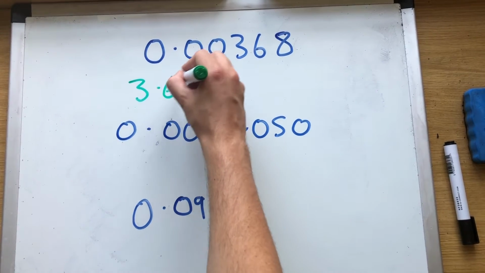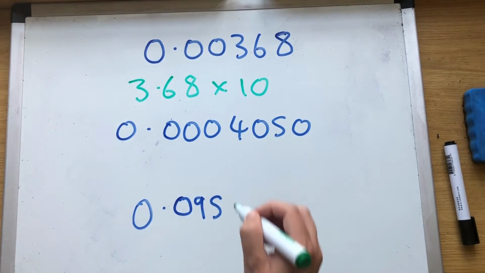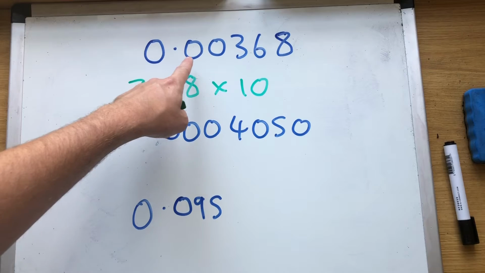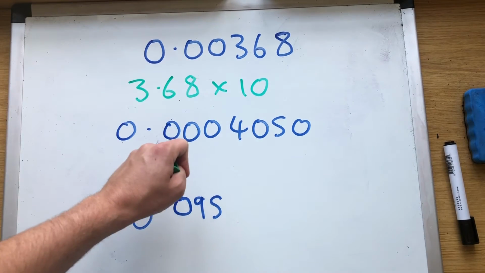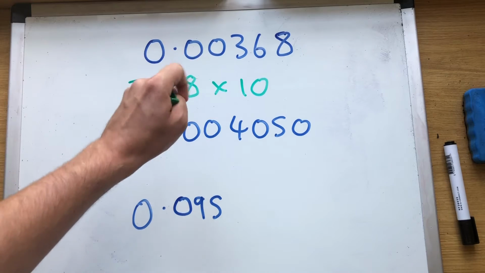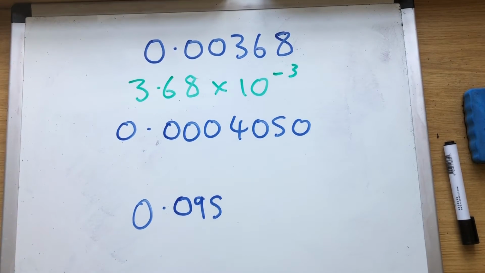So 0.68. It's always times 10, standard form, always times 10. And we have 1 zero, 2 zeros, 3 zeros. You're counting the zeros before your 3. So 1 zero, 2 zeros, 3 zeros. Times 10 to the minus 3.